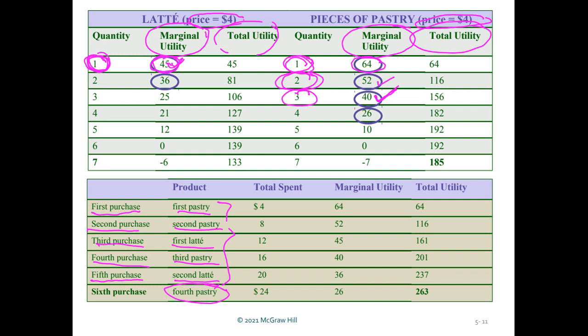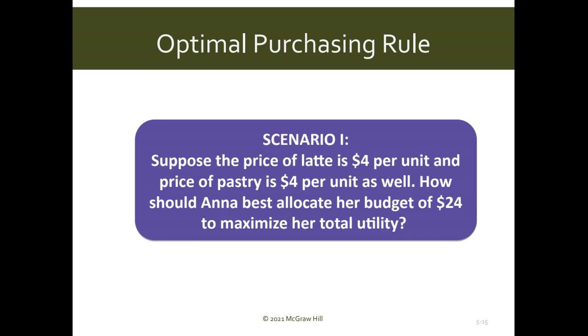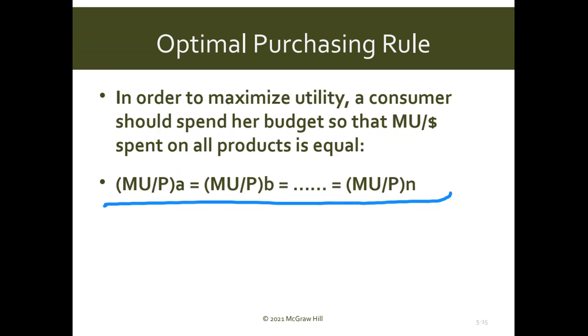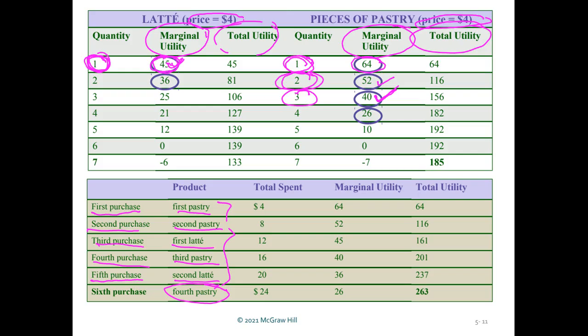But notice that when I started this purchasing rule, I gave you the rule that you have to take the marginal utility divided by price. But here in scenario number one, I'm not even discussing price. Price is not used in any of these calculations. I haven't calculated marginal utility divided by price. I'm just comparing 45 with 64, 36 with all these numbers. Why? Because prices are the same, so there's no point dividing by the same number. You're getting my point.